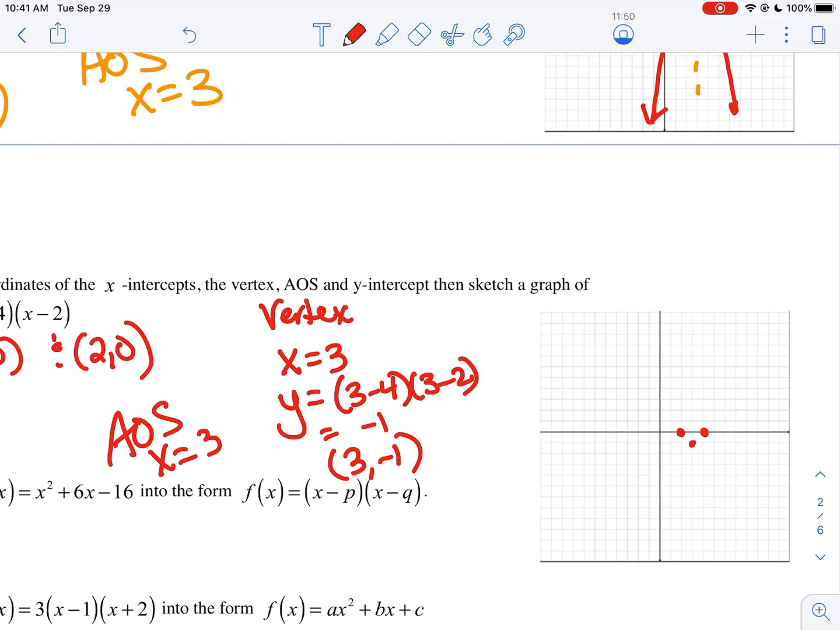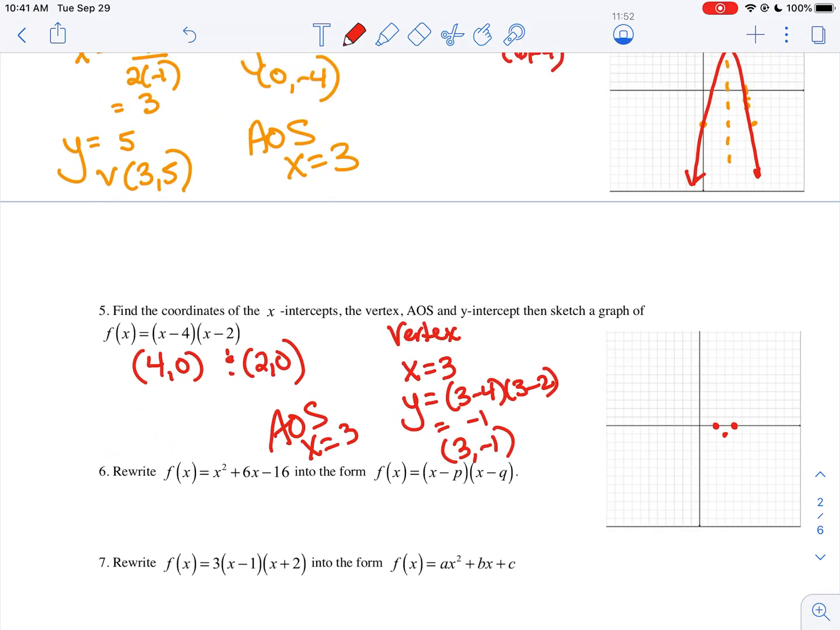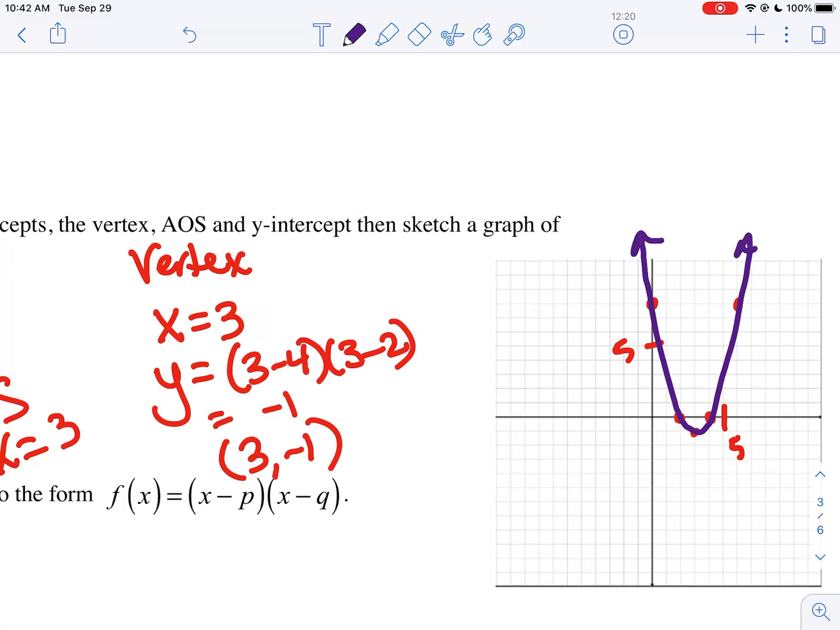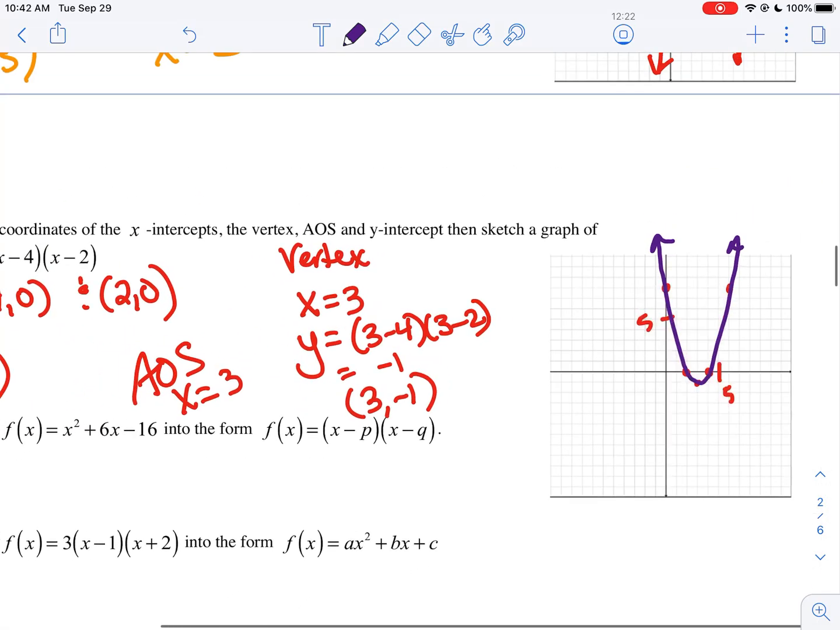So, and then why don't we get the y-intercept? Yep, it asks for it. The y-intercept is going to be, when you let x be 0, you'd end up with negative 4 times negative 2, which is 8. So then I have a symmetrical point here. There we go. So not bad, not bad.